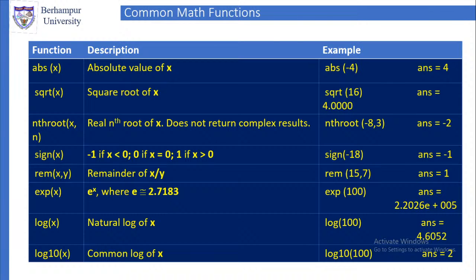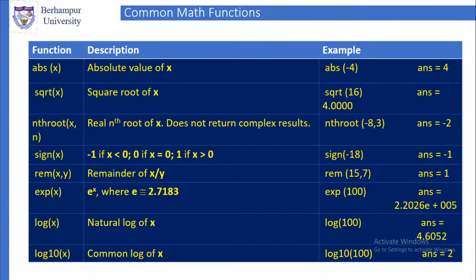Had it been REM 7, 2, then it will be how much? 7 by 2 is 3, then the remainder is 1. So again the remainder will be 1. So this way you can find out the remainder of a division. If you are using a division and you want to find out its remainder, you can use this function.